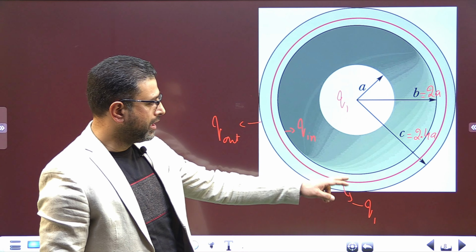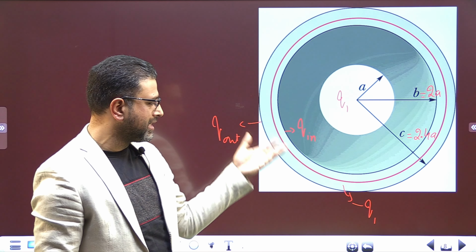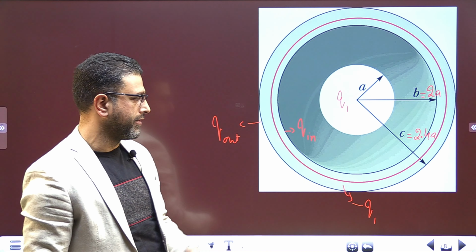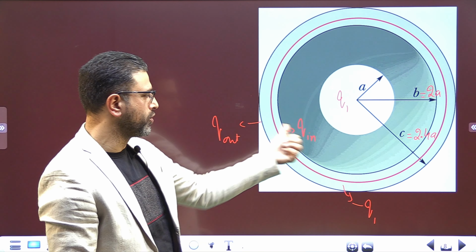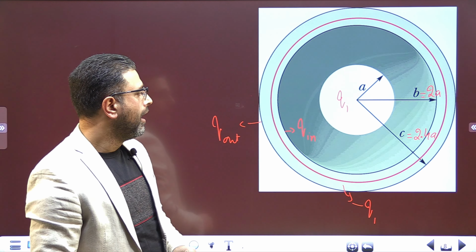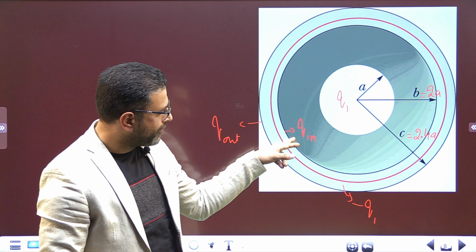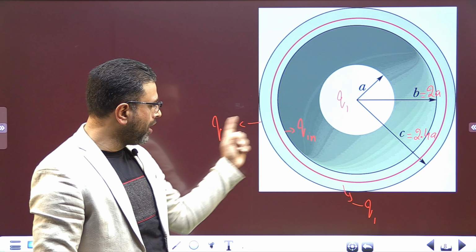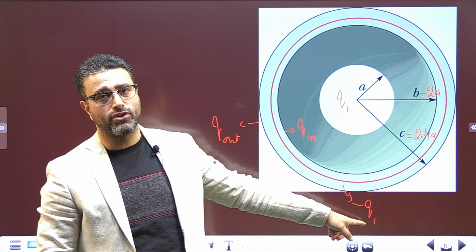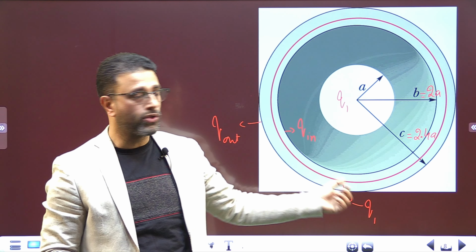So part of this charge may be lying on the inner surface and part of it may be lying on the outer surface. It has to be distributed on these two surfaces. Let's suppose inner surface is having charge Q inner and outer surface is having charge Q out. Sum of Q in and Q out must be equal to minus Q1 because total charge is minus Q1.